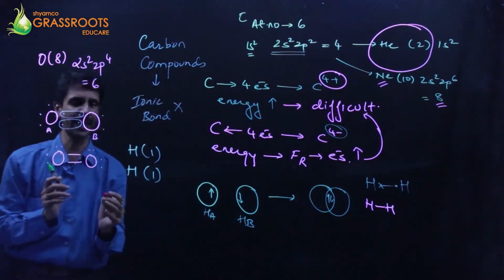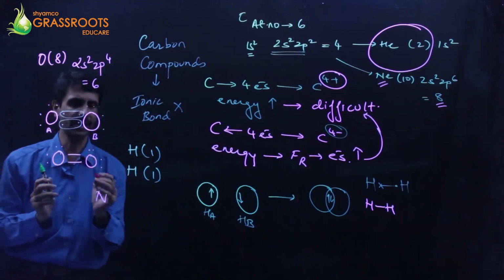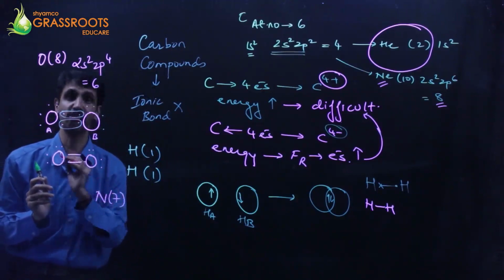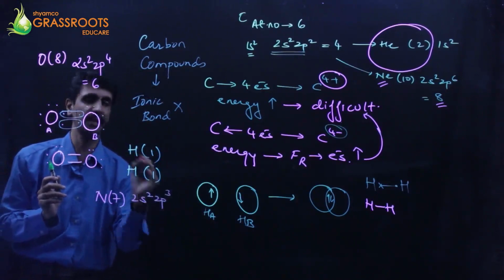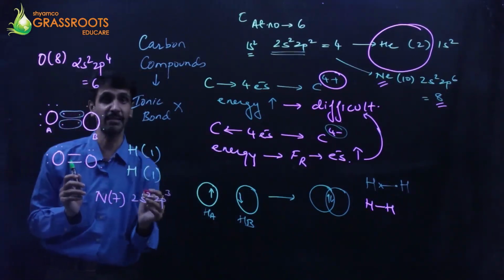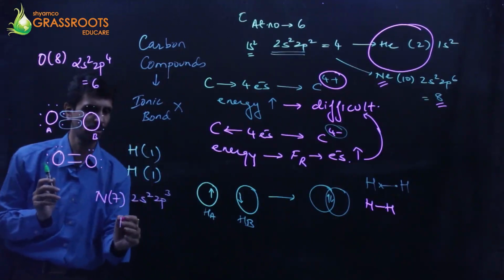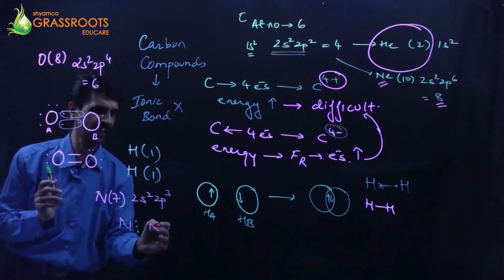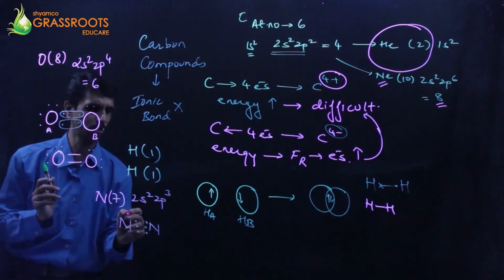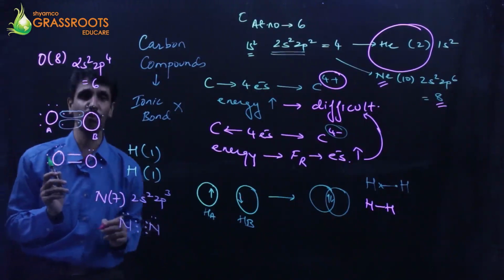Okay, when you talk about nitrogen, my dear friends, nitrogen has atomic number 7. So its electronic configuration is 2s2 and 2p3. So it has 2 and 3, that is 5 electrons. So we show it like this: 1, 2, 3. The second nitrogen also 1, 2, 3, and plus 2 electrons like this. They are called lone pair.